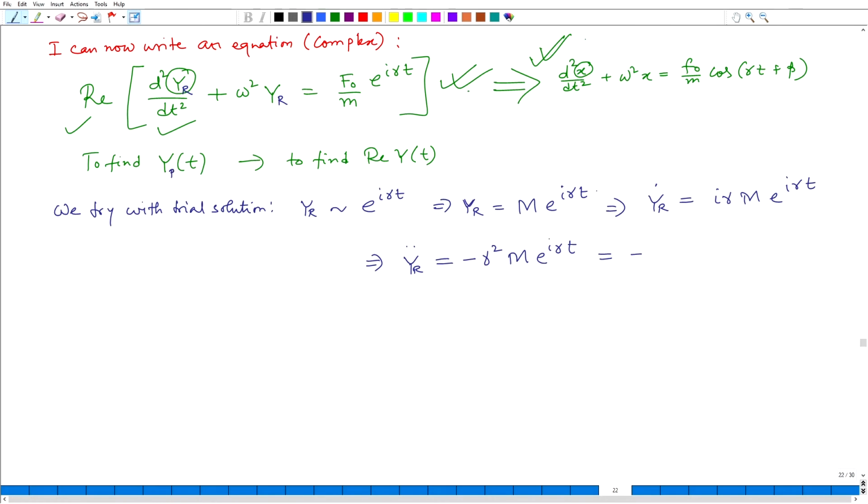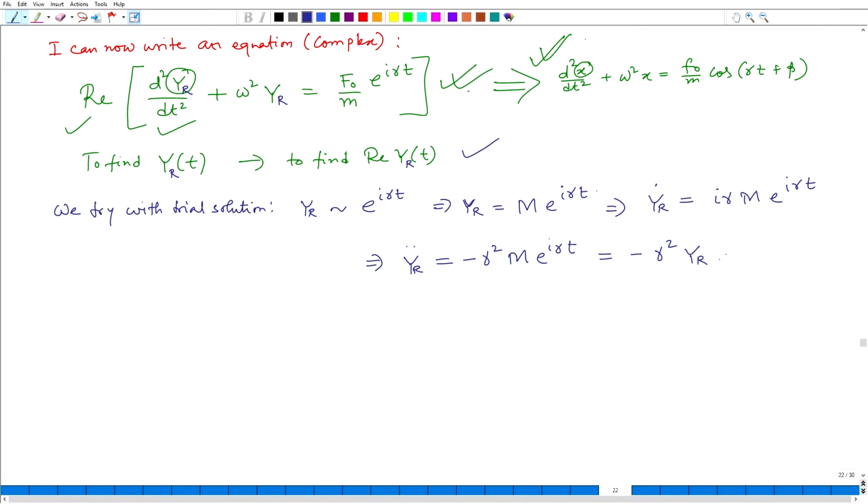I do not know why I wrote y r, but since I am writing y r, I am just writing it. Okay. So, I just change a little bit. The complex variable which I introduced is y r and not y. It does not make any difference anyway. So, y r double dot is minus gamma square y r.